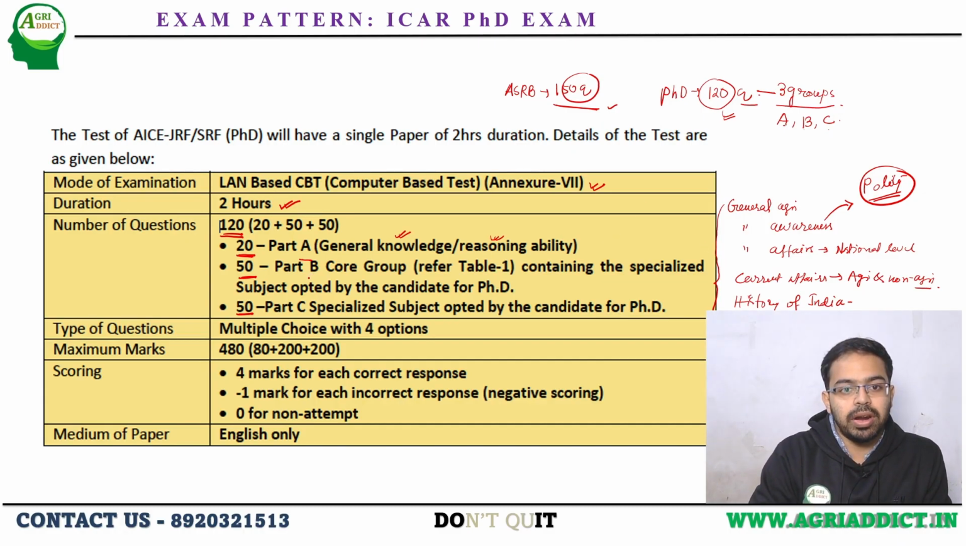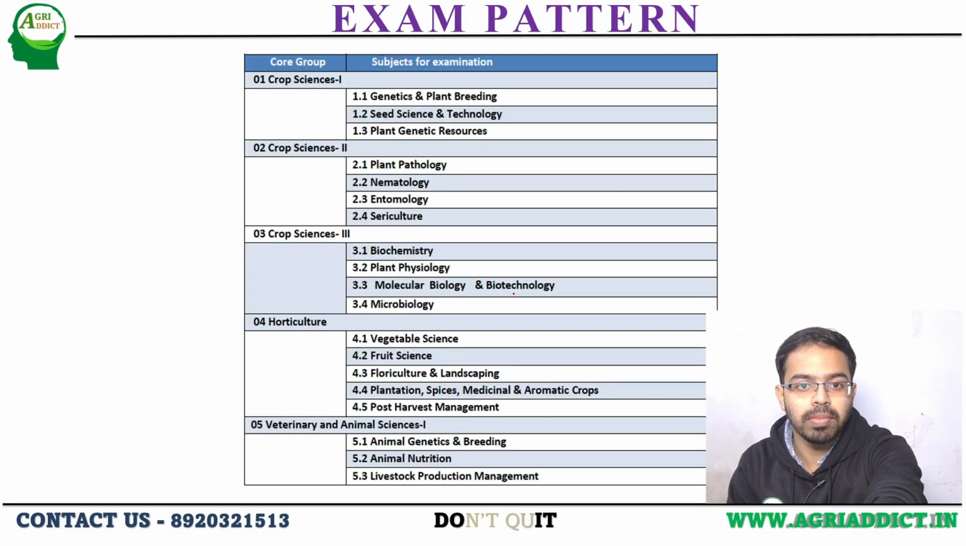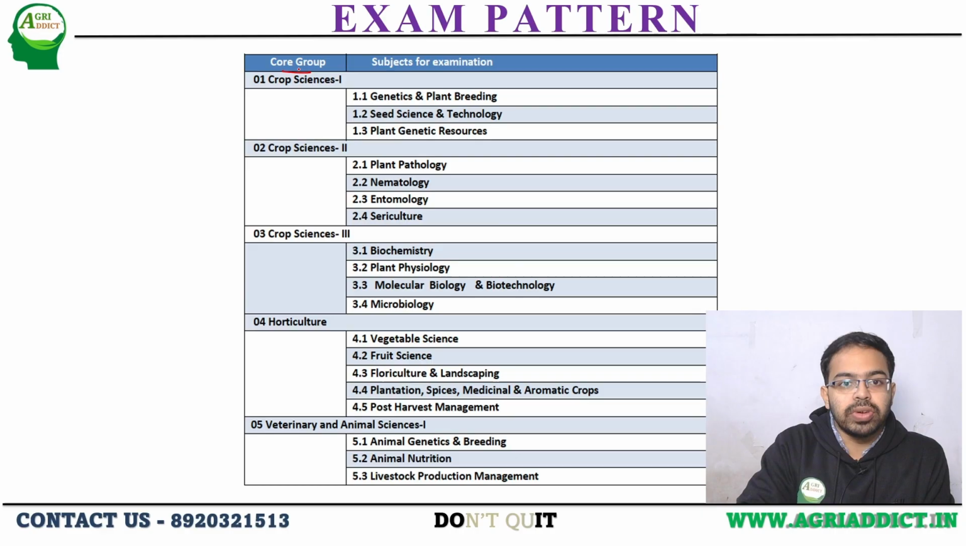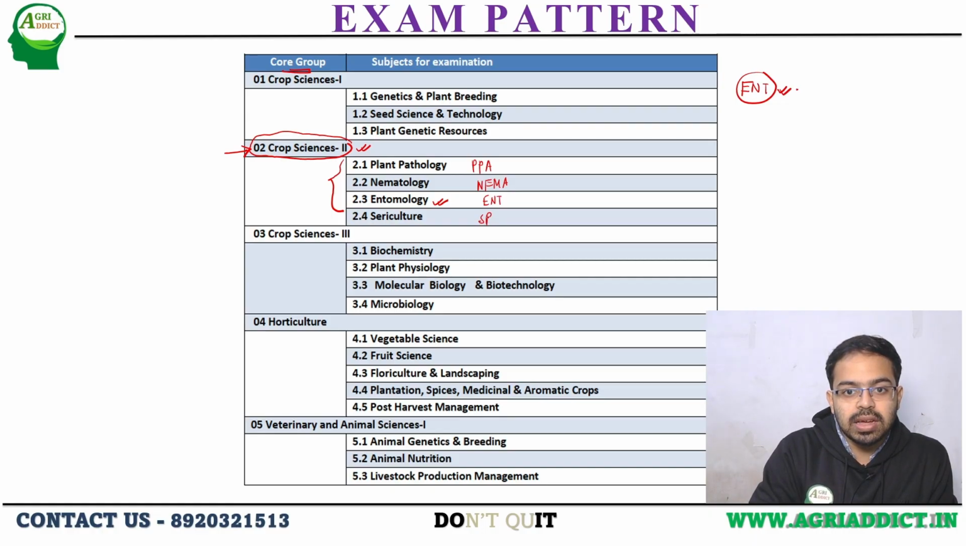And let's understand Part B. Part B is nothing but the core group. So what do we mean by core group? Let us see this one. See, the core group is written over here. As we talk about entomology, this will be in crop science 2. Core group means you will write the exam on crop science 2. So whatever subjects are there in crop science 2, that is plant pathology, nematology, entomology and sericulture, from all these 4 subject groups, Part B questions will be taken.